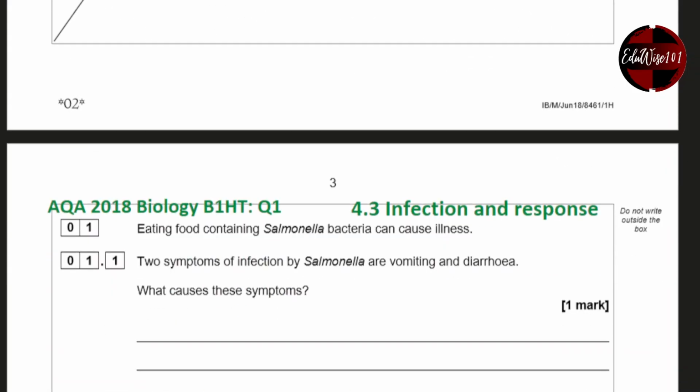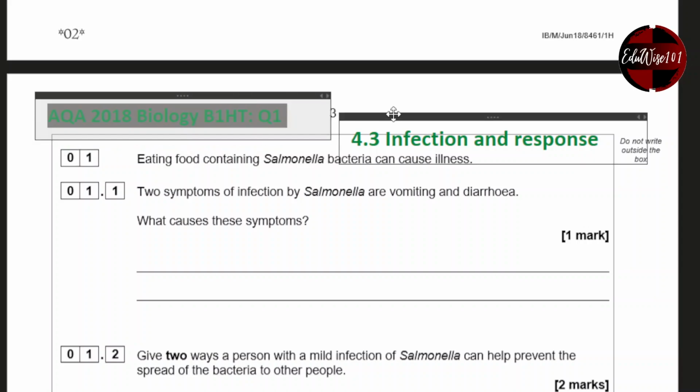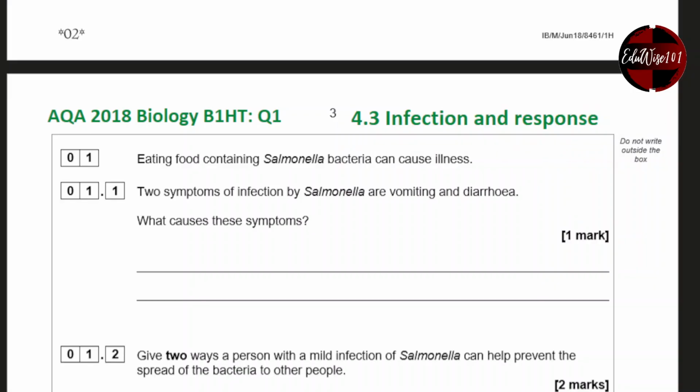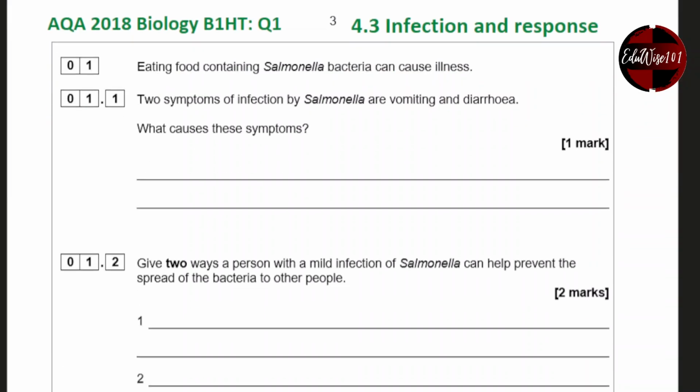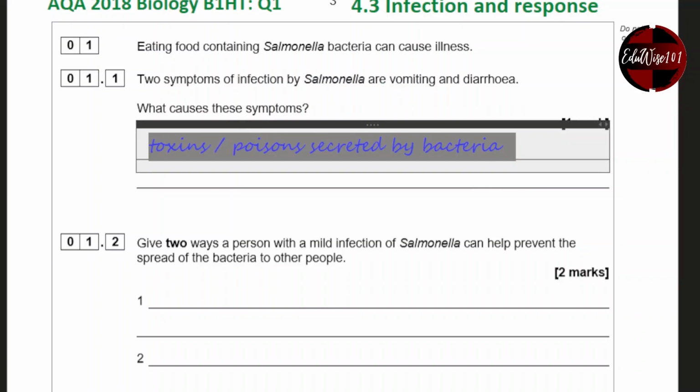Let's have a look at question number 1. Question number 1 is on the topic of infection and response. Eating food containing Salmonella bacteria can cause illnesses. Two symptoms of infection by Salmonella are vomiting and diarrhea. What causes these symptoms? Now, the symptoms are usually caused by the chemicals that are produced by the bacteria, which we refer to as toxins or poisons.